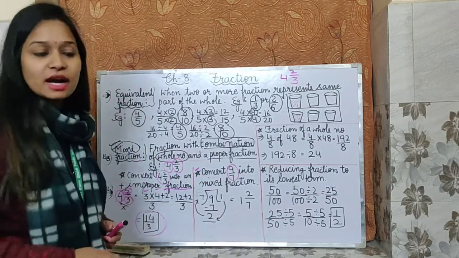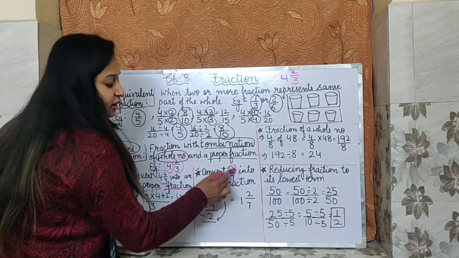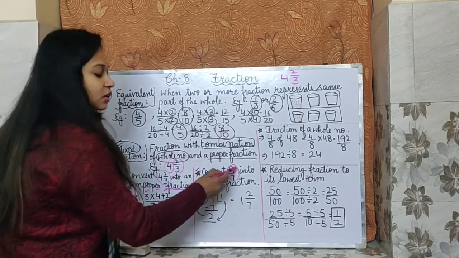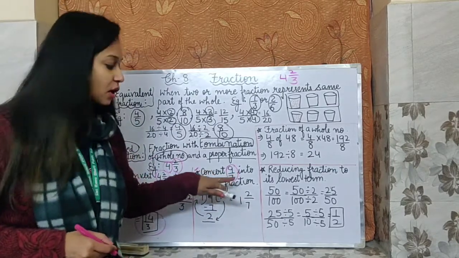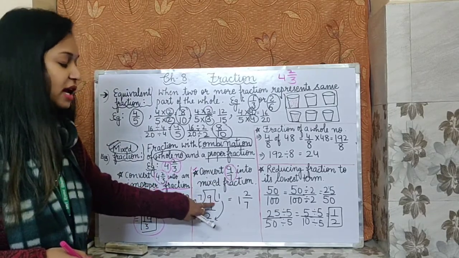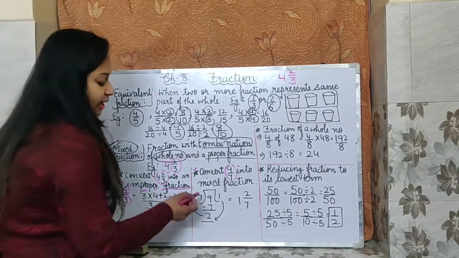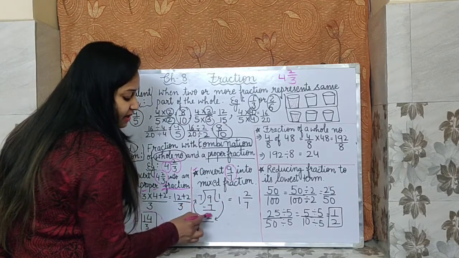I'll simply divide. See, I have divided here. I'll divide smaller number with bigger number, denominator with numerator, क्योंकि improper fraction में हमेशा numerator बड़ा होता है and denominator smaller. So denominator I'll keep outside and numerator I'll keep inside. When I divide this, 7 ones are 7, 9 minus 7 is 2.